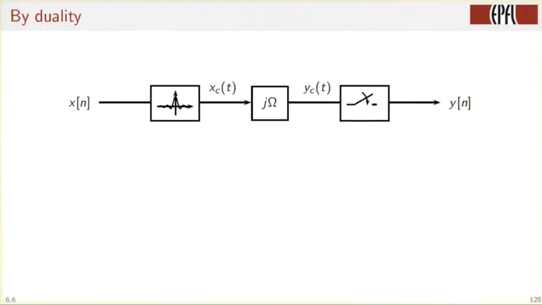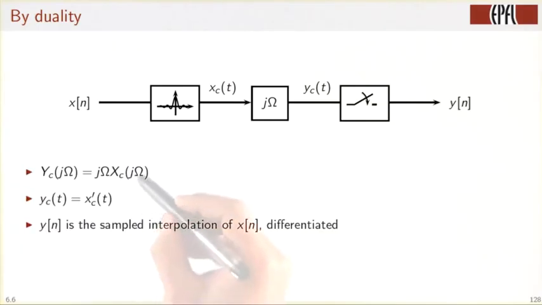So one way is to use duality. We take the sequence x[n], we interpolate it with a sinc interpolator, we get x_c, we multiply in Fourier domain by jΩ, which corresponds to taking the derivative, so that gives y_c, then we sample, we get y[n]. And truly y[n] would be the sampled version of the derivative of the interpolated version of the input sequence.